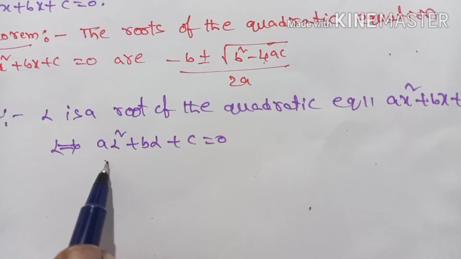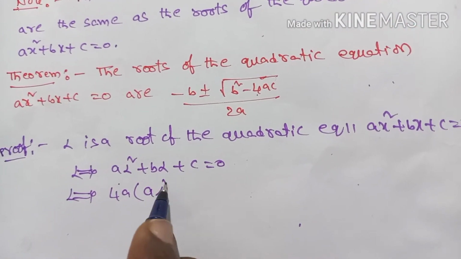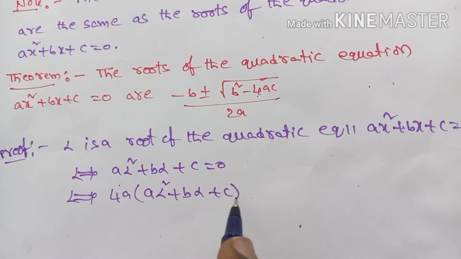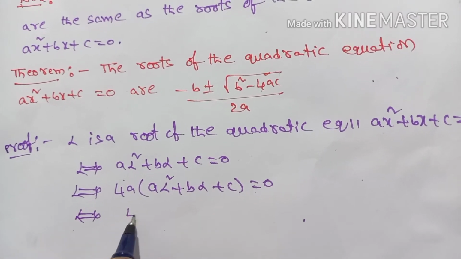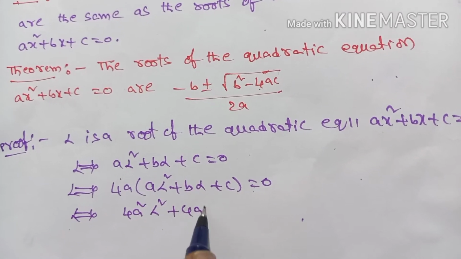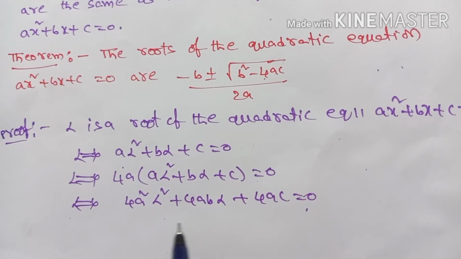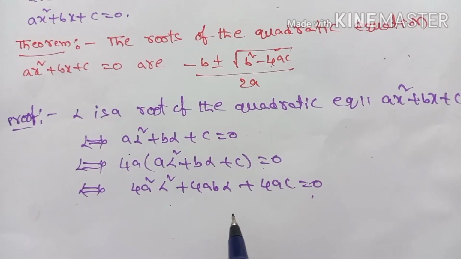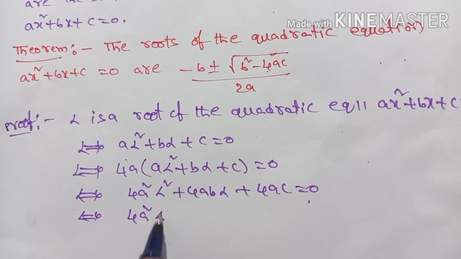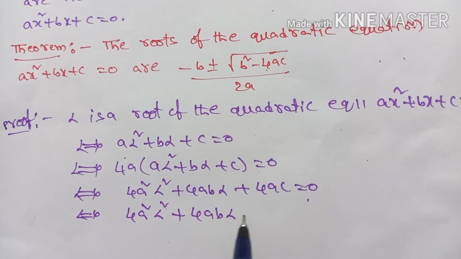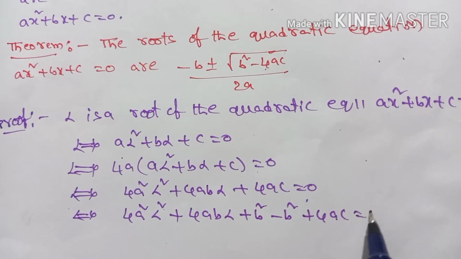Okay, multiplying with 4a on both sides, 4a into a alpha square plus b alpha plus c equals 0 into 4a, which implies 4a square alpha square plus 4ab alpha plus 4ac is equal to 0. In this equation, adding and subtracting b square on the LHS only. Okay, 4a square alpha square plus 4ab alpha plus b square minus b square plus 4ac is equal to 0.